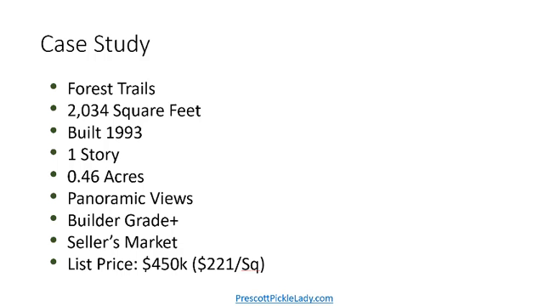It is currently a seller's market. So other things being equal, we get a little bit more for our money. The list price is $450,000. So if you take the 450 and you divide that by 2,034 square feet, that comes to $221 per square foot. Well, is that high? Is that low? Well, for that, you need comparables.